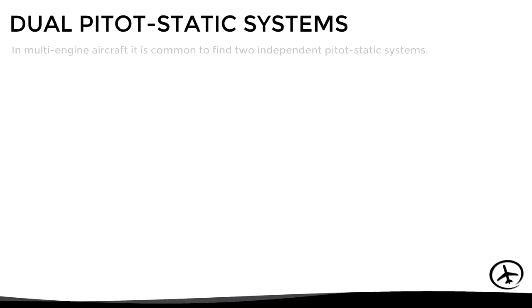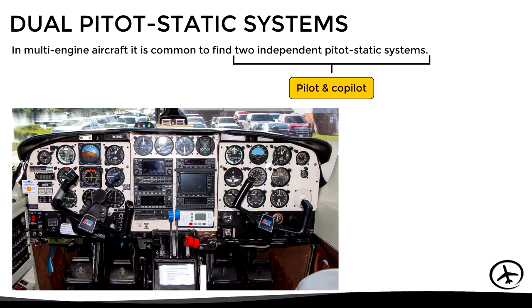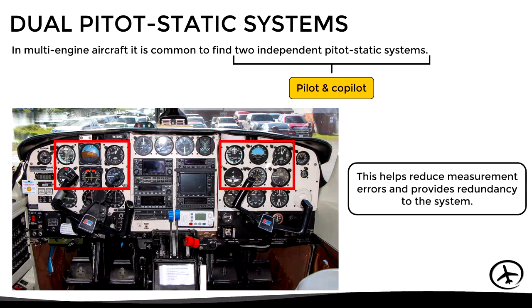One thing to finish is that, in multi-engine aircraft, it is common to find two independent pitot static systems, one for the pilot's instruments and the other for the copilot's instruments. This design is quite beneficial as it reduces measurement errors and provides redundancy, since the instruments on one side can be compared with those on the other side to check how much difference they have or if some kind of problem is occurring. This procedure is known as a cross-check.